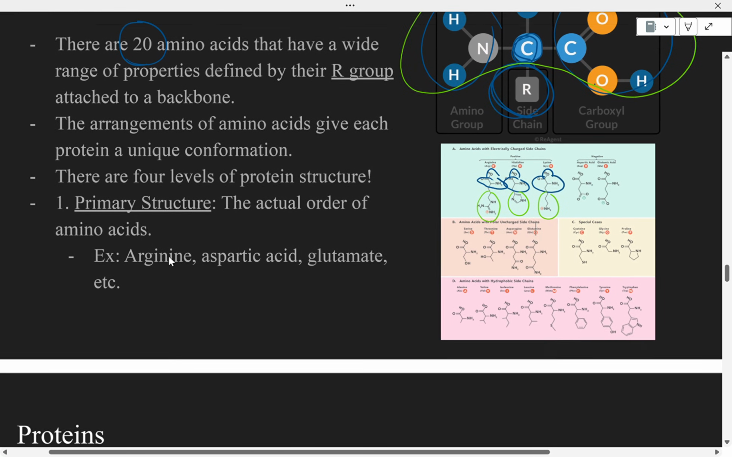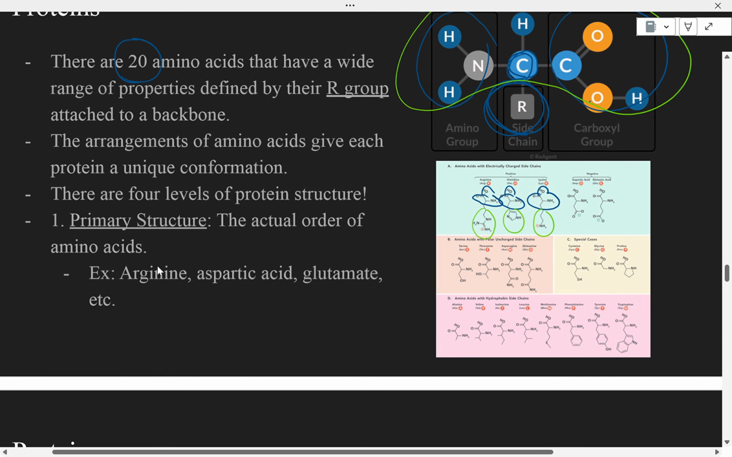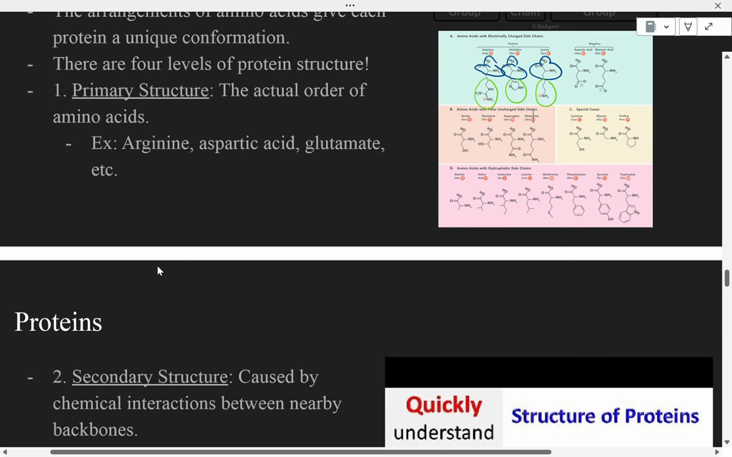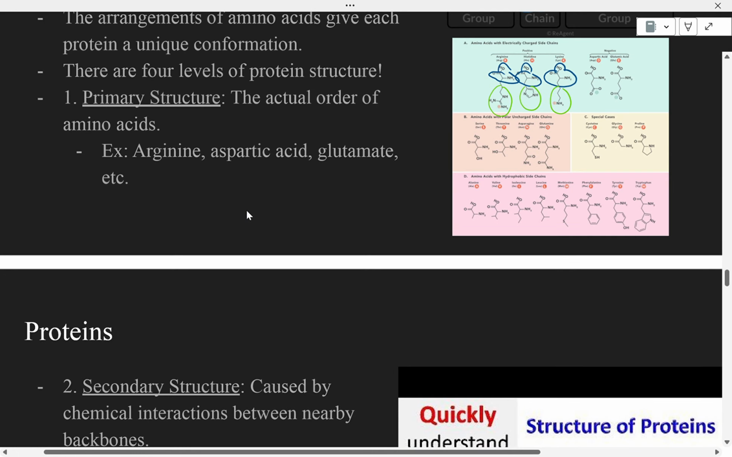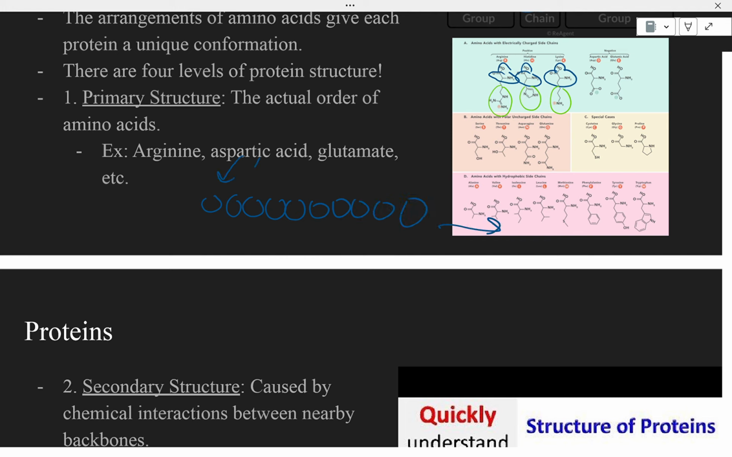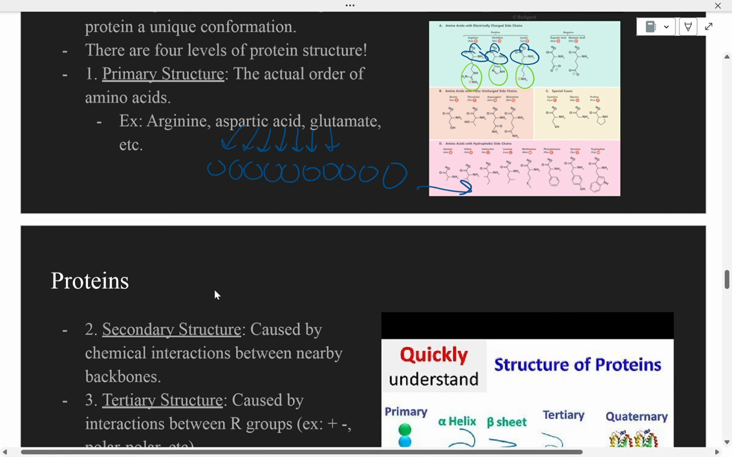Okay, so let's look at the 4 levels of how we can define protein structure now. So first we have primary structure. So this is literally just the linear order of amino acids. So if we look at a protein, we just go in a line and then read off what amino acids there are. So I just put, for example, arginine, aspartic acid, glutamate, etc. So we just go down the line. So we have all these amino acids, and this can be up to thousands of them, and we just look at each one and see the order. So that's the first level of structure that we can look at for a protein.